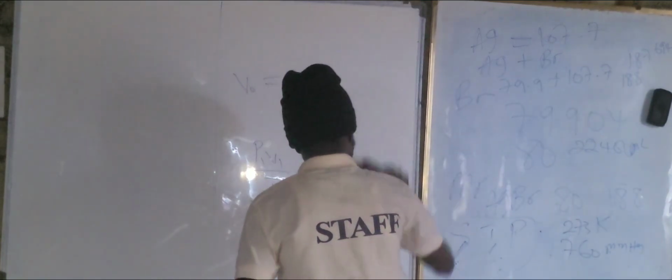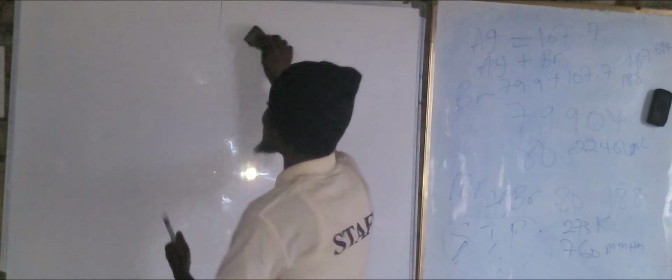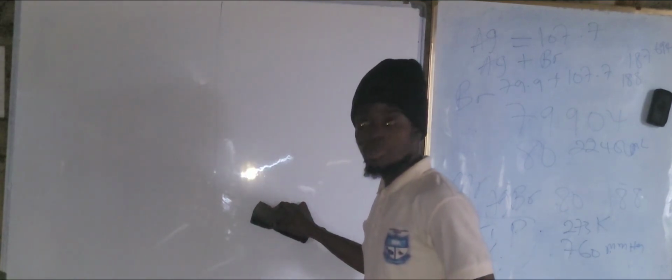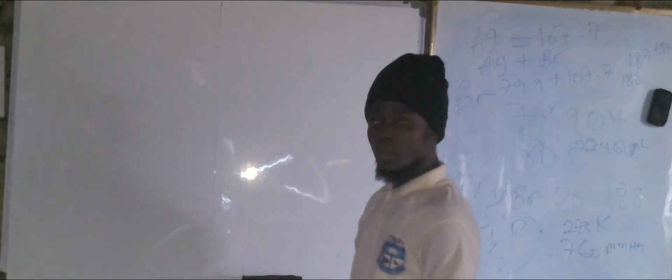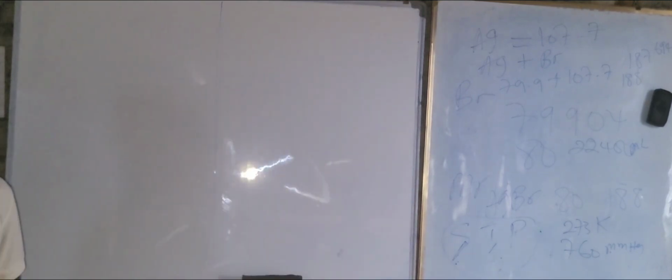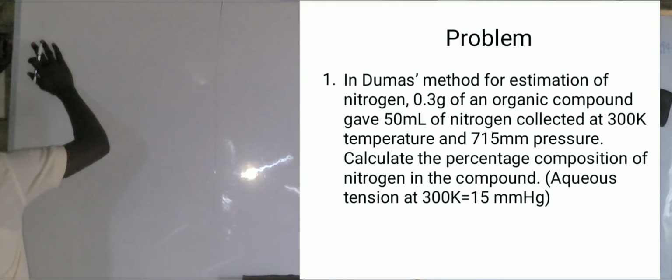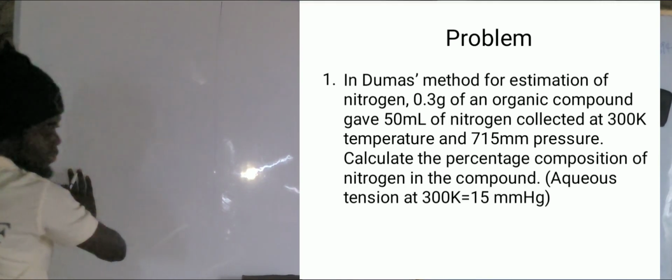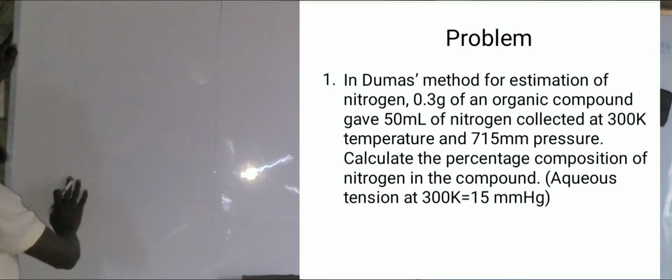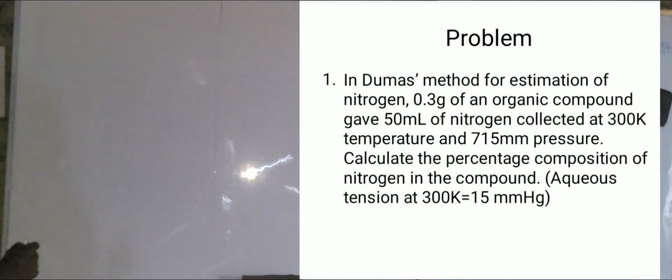Let's go to the problem now. We're going to have them when we solve the problem. Problem: in Dumas method of estimation of nitrogen, 0.3 gram of an organic compound. Now we have the mass of the compound, 0.3 gram, of an organic compound.